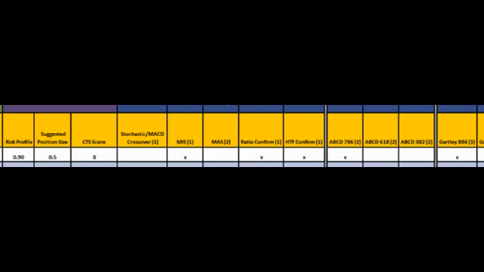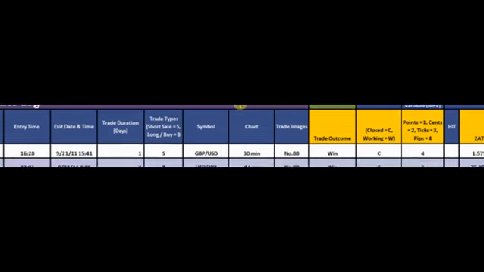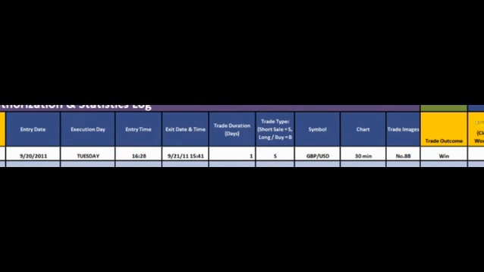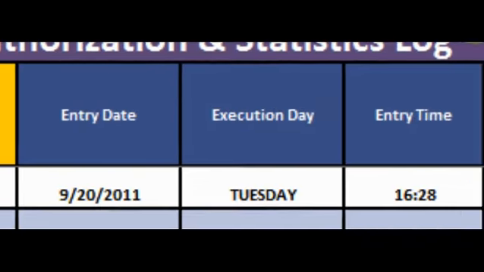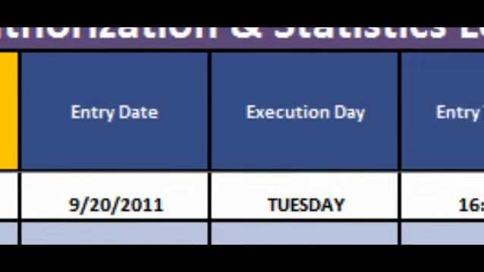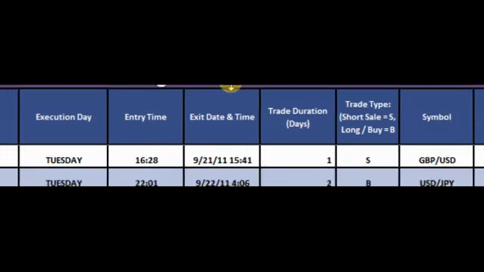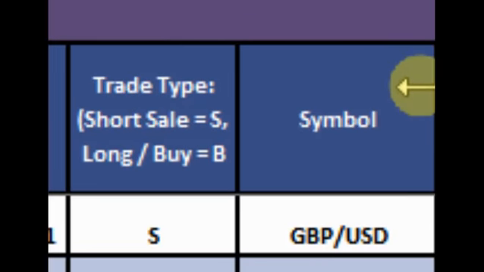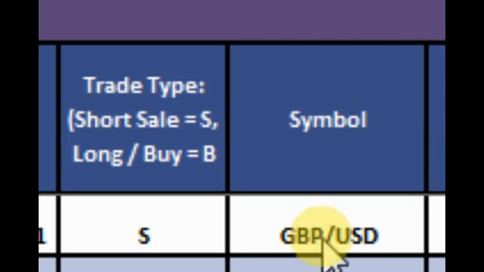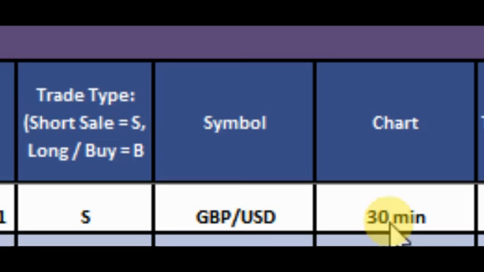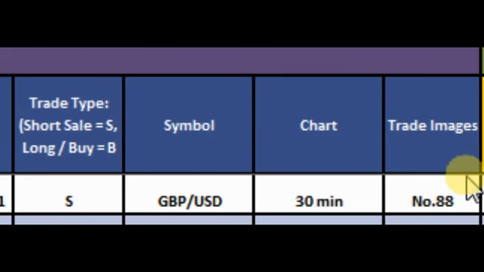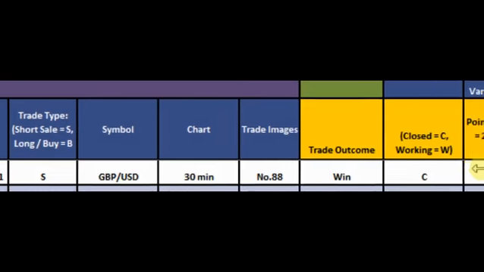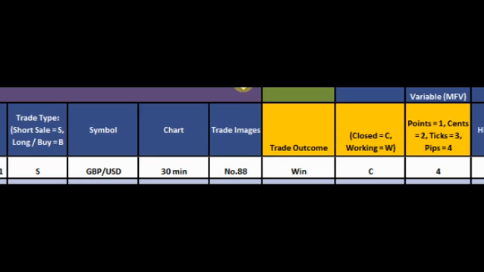let's see the trade sets. This trade was taken, I guess it was last week Tuesday, September 20th. It was a short entry in the British pound US dollar market, taken on a 30-minute chart. Trade number 88 did go as planned, and it did turn out to be a win when the trade closed out.